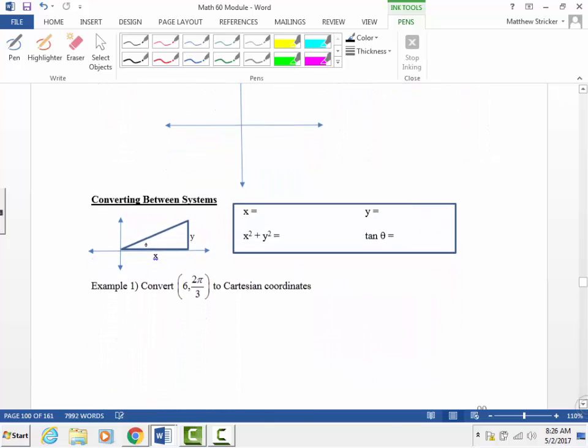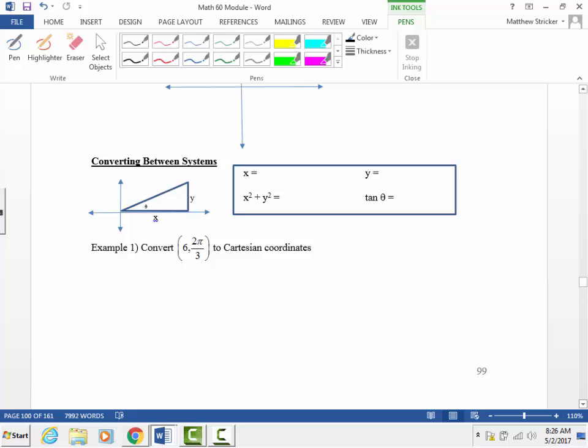All right, so let's talk now about how we actually convert. How do we convert between x, y, and r, theta? Here you have your xy coordinate system, your x-axis and your y-axis. You have a point here which can be defined by x, y, but that same point can also be defined by r, theta, where r is this distance and theta is that angle.